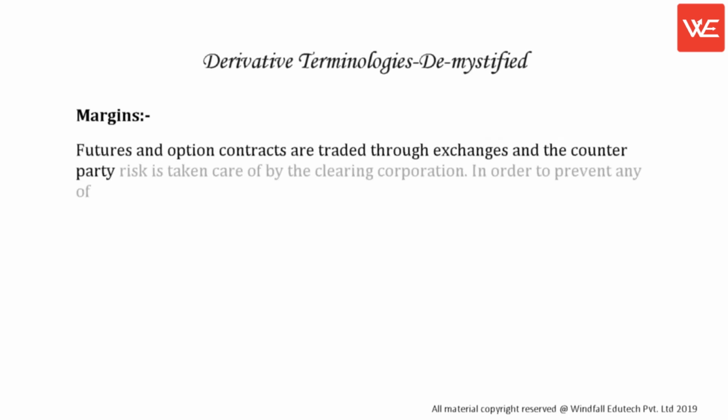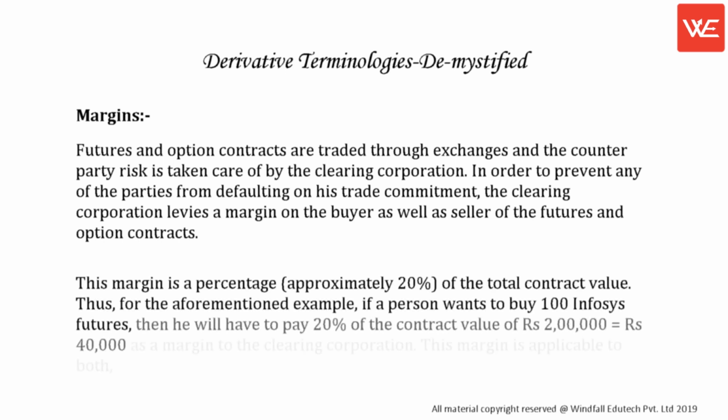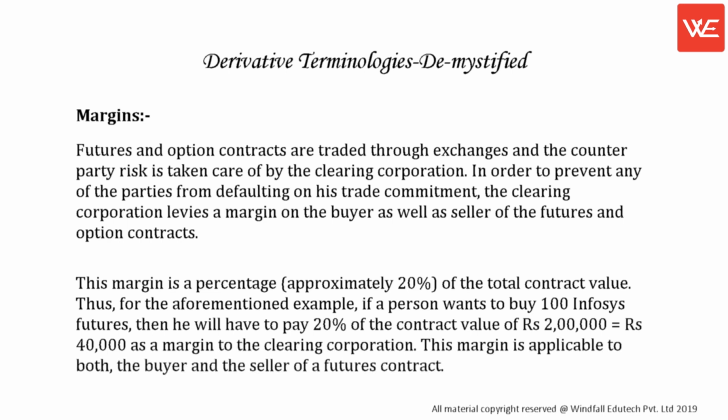Futures and option contracts are traded through exchanges and the counterparty risk is taken care of by the clearing corporation. In order to prevent any of the parties from defaulting on their trade commitment, the clearing corporation levies a margin on the buyer as well as the seller of the futures and option contracts. This margin is a percentage, approximately 20%, of the total contract value. Thus, for the aforementioned example, if a person wants to buy 100 Infosys futures, then he will have to pay 20% of the contract value of 2 lakh rupees, equals 40,000 rupees, as a margin to the clearing corporation. This margin is applicable to both the buyer and the seller of a futures contract.